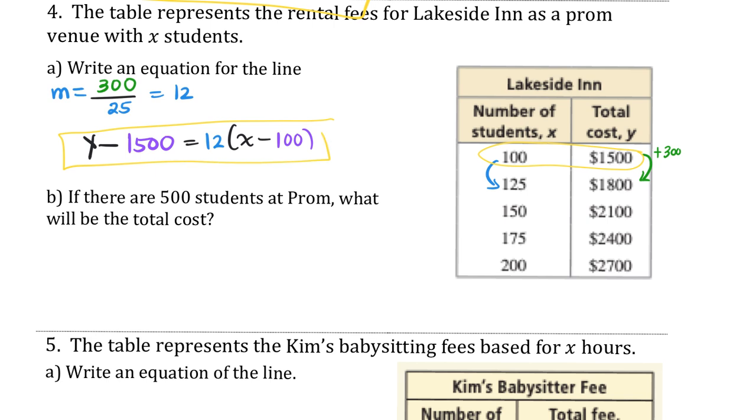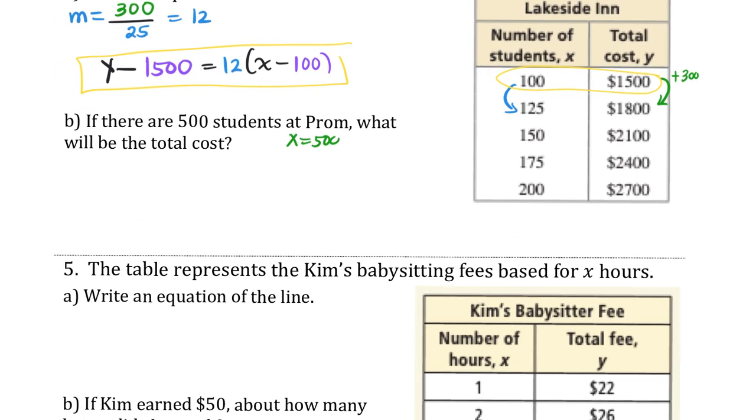Okay, if there are 500 students at prom, what will be the total cost? Okay, 500 students. Students are the x's. So this is saying x is 500. x is 500 is not on my table, but it's going to cost a lot of money because 200 costs 2,700. So I'm going to plug it into the equation that I wrote. And if you want to solve the equation before plugging in, you could do that as well. You should get the same answer. Minus 100. Okay, now let's work with it.